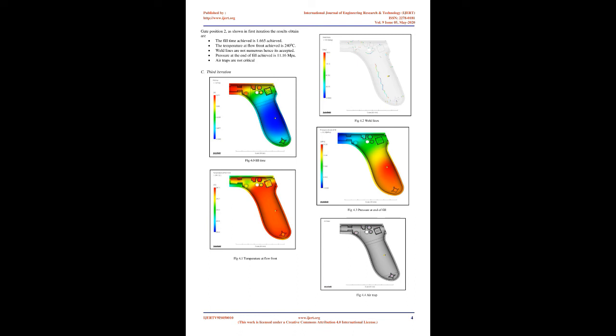Third iteration. Fig. 4.0 Fill time. Fig. 4.1 Temperature at flow front. Fig. 4.2 Weld lines. Fig. 4.3 Pressure at end of fill. Fig. 4.4 Air trap. Gate position 3, as shown in third iteration, the results obtained are: the fill time achieved is 1.871. The temperature at flow front achieved is 240.10 °C. Weld lines more in critical region, hence it's not accepted. Pressure at the end of fill achieved is 15.25 MPa. Air traps are not critical.